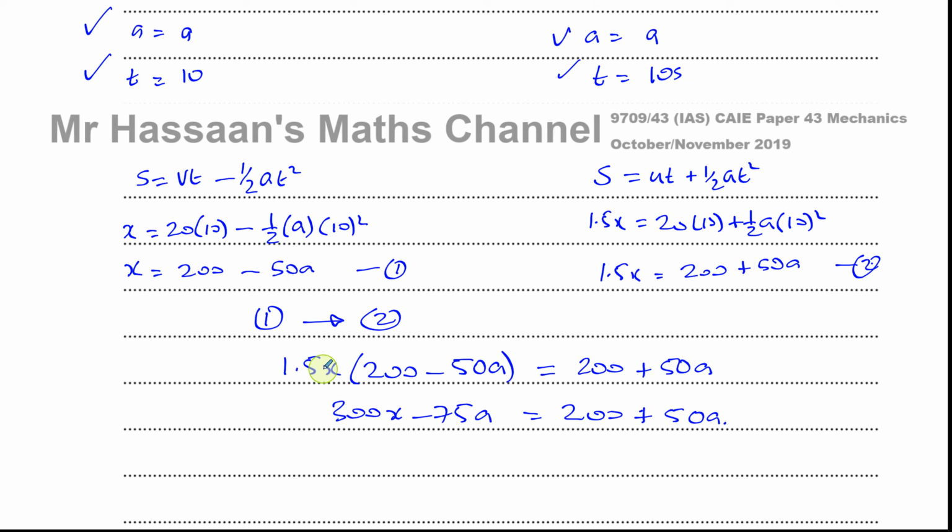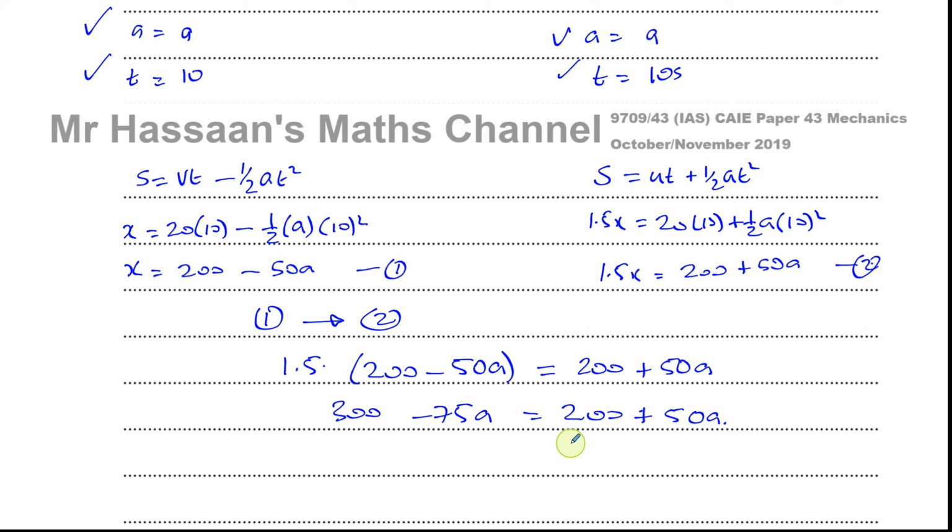What have I done here? Sorry, silly me. The x is equal to this. There shouldn't be an x here. Ignore that. Okay, so 1.5 times, instead of x, I write 200 minus 50A. The x shouldn't be there.